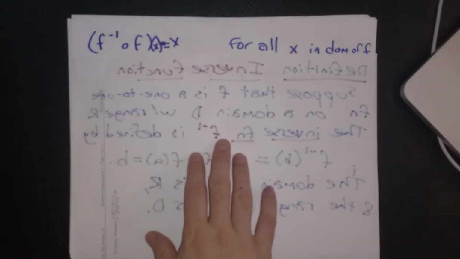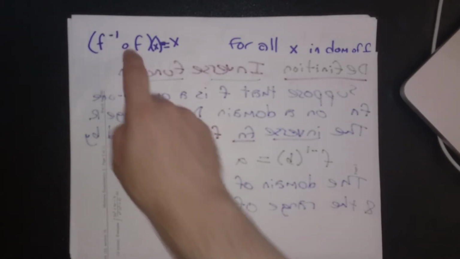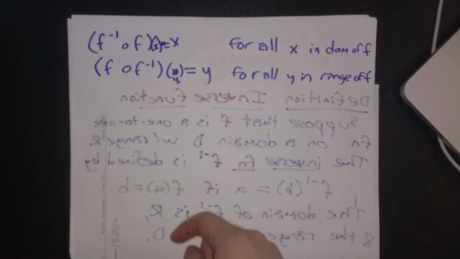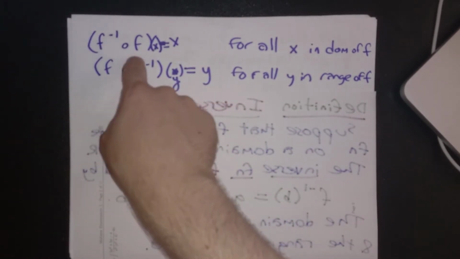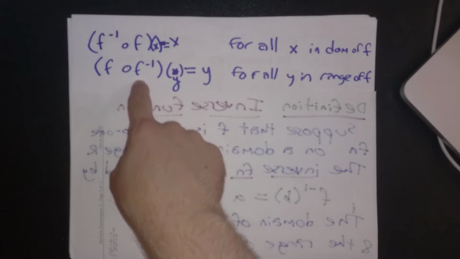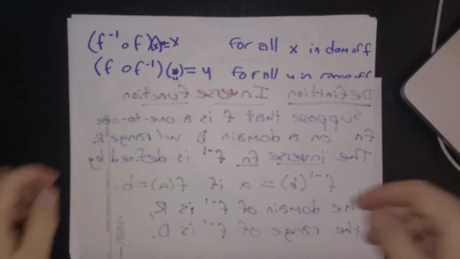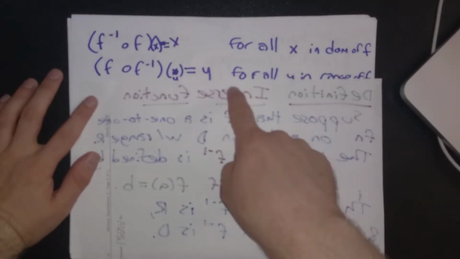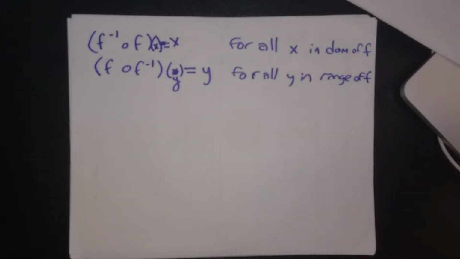So the first thing, on this slide right here, we have two properties: if you compose f inverse with f, or you compose f with f inverse, so composing the functions in either order, you always get back the original value. f inverse composed with f of x is equal to x. f composed with f inverse of y is equal to y. Of course, we need to be particular about what the allowable values of x and y are: all x in the domain of f, and all y in the range of f. That is what these formulas are good for.